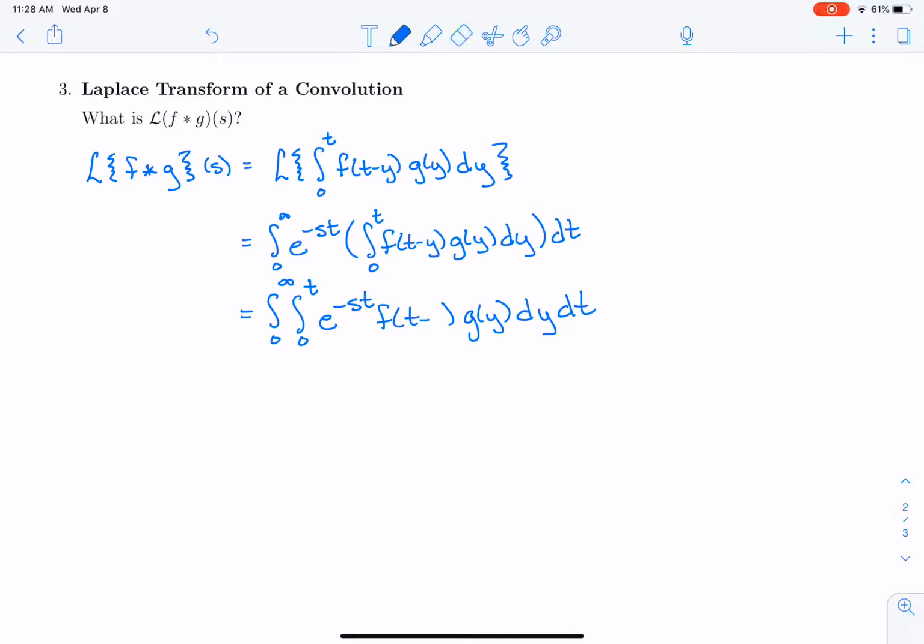So now what am I supposed to do here? Well, whenever I got stuck in multivariable calculus on a double integral like this, I usually liked to switch the order of integration. And so that's exactly what I'm going to do. I'm going to draw a picture of the domain over which we're integrating.